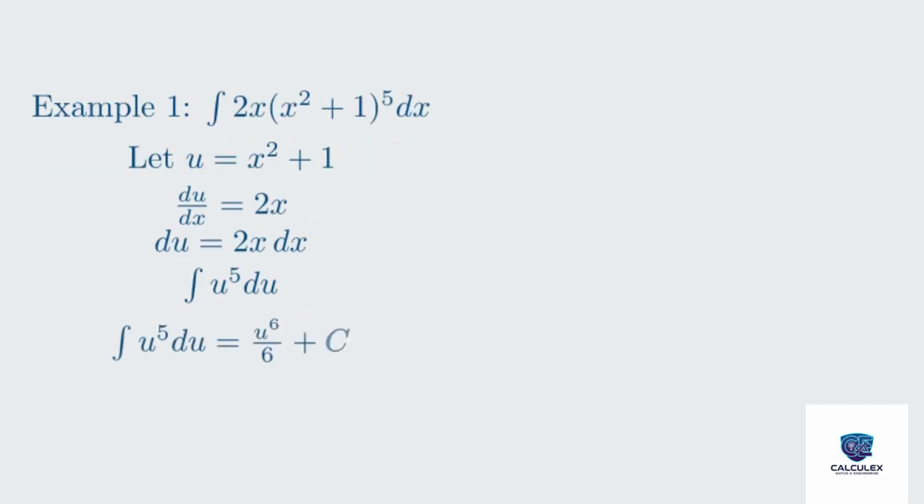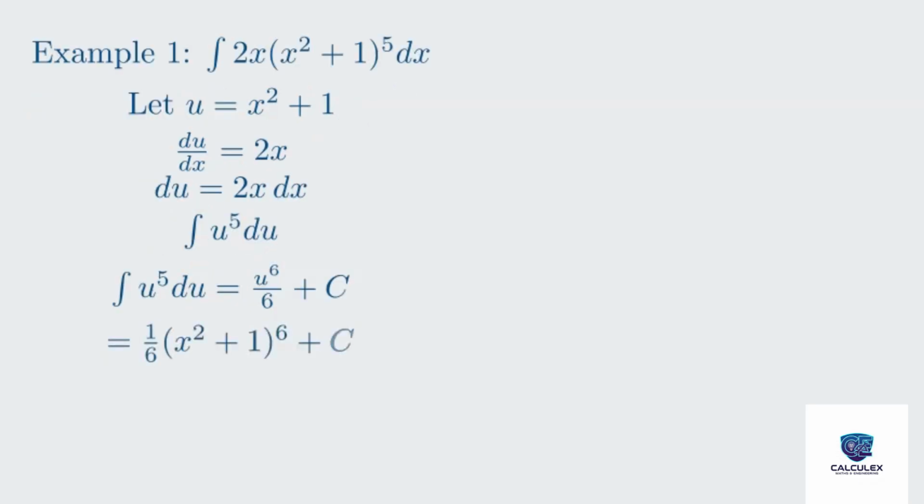We can integrate this using the power rule. The integral is 1/6 u to the 6th plus c. But we're not done yet. Our original problem was in terms of x, so our final answer must be too. We must substitute x squared plus 1 back in for u. Our final answer is 1/6 times the quantity x squared plus 1 to the 6th plus c.